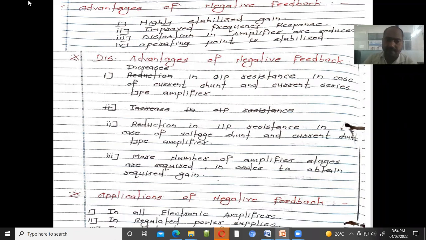When the input impedance is high, then noise can't enter the amplifier. Right. And with respect to output impedance, should it be less or more? See, with respect to output impedance, is it less or more that is required?